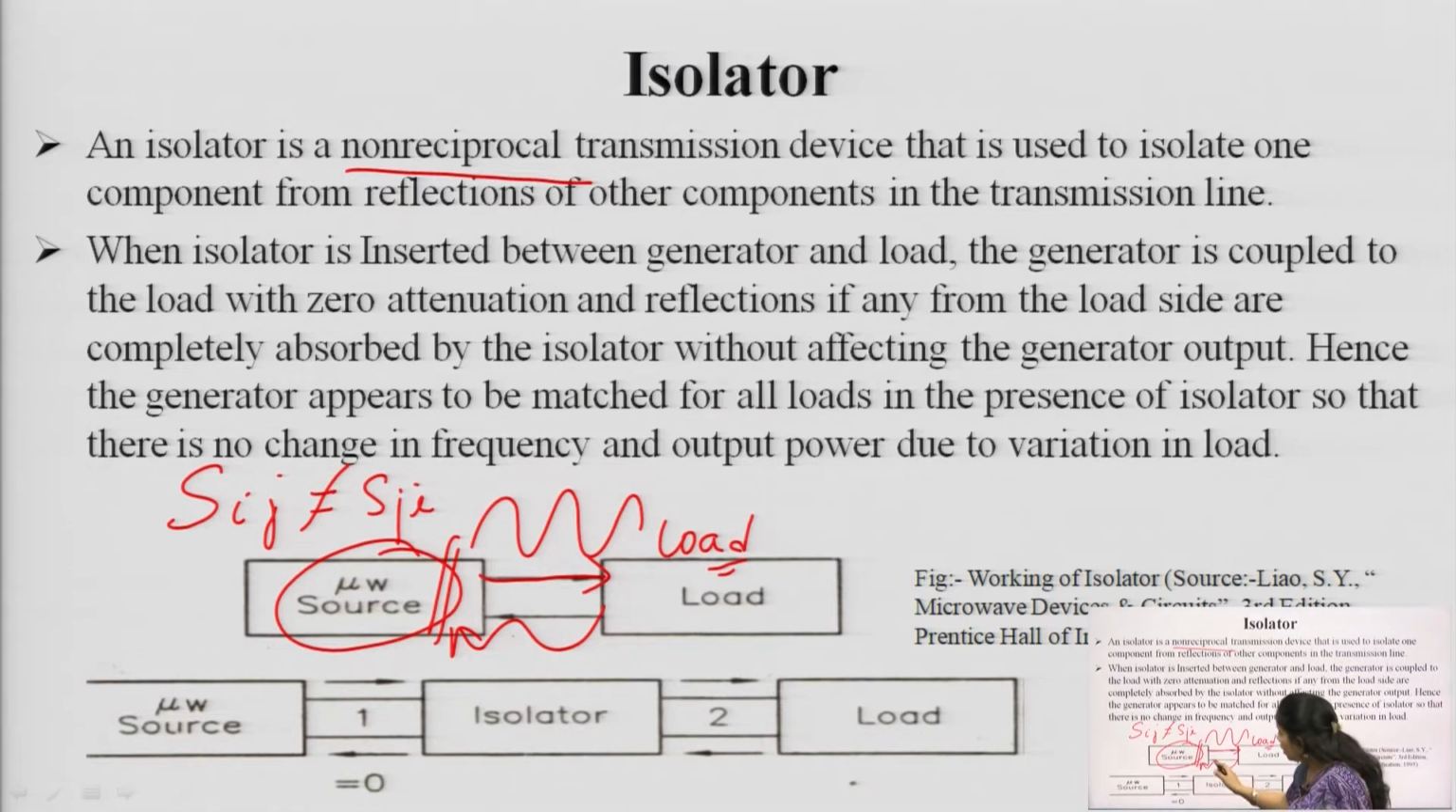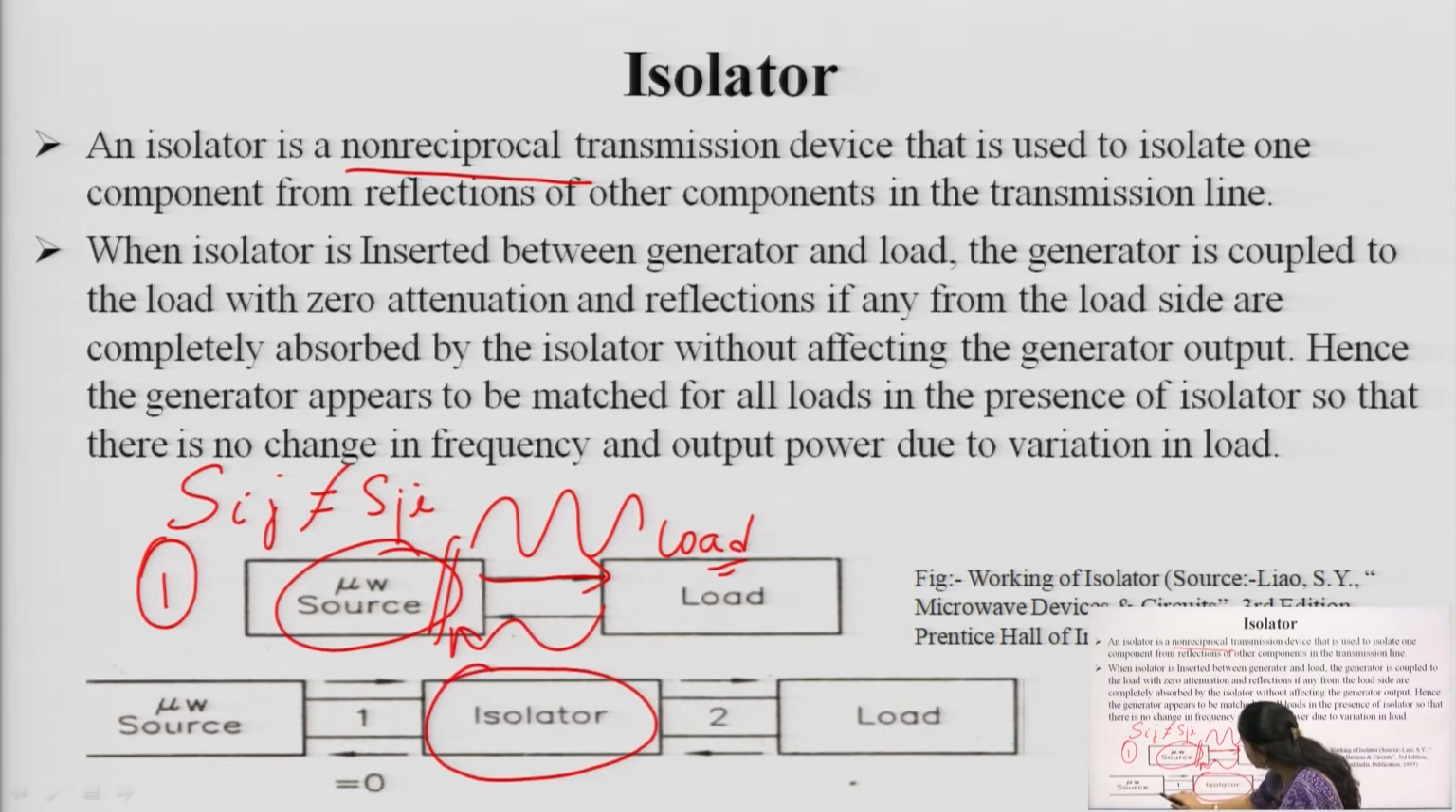So, this happens when there is no isolator inserted between the microwave source and the load, and this is the first case. But what will happen in the second case, when the isolator is inserted between a microwave source and a load? So, what happens?